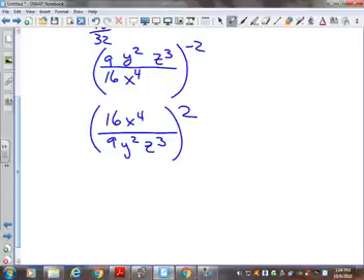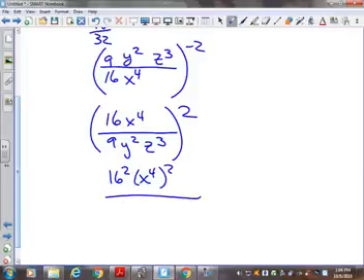And all that does is drop the negative off the power. Then you go back and you square everybody. You're going to say 16 squared, x to the 4th squared, over 9 squared, y squared squared, z to the 3rd squared.